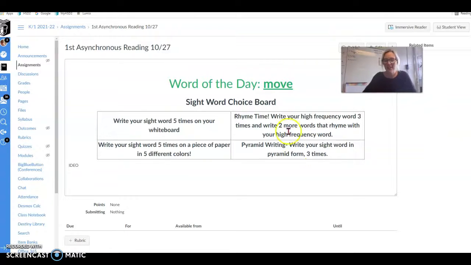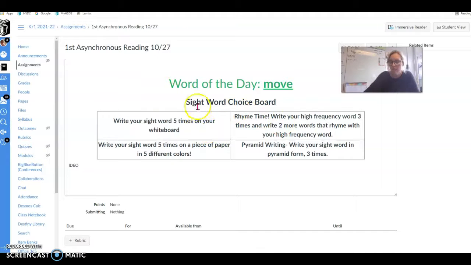Let's read this word together right here in green. Word of the day right here, big green letters. My turn. The word is move. Your turn. What's the word? Move. Excellent. Let's spell move. Wonderful. M-O-V-E. What's the word? Move. Yay! Excellent job. So today's word of the day is move.